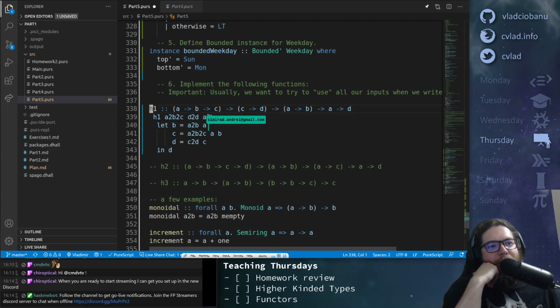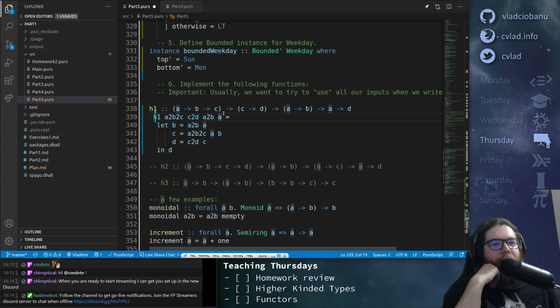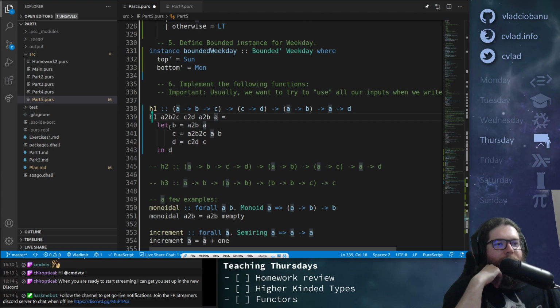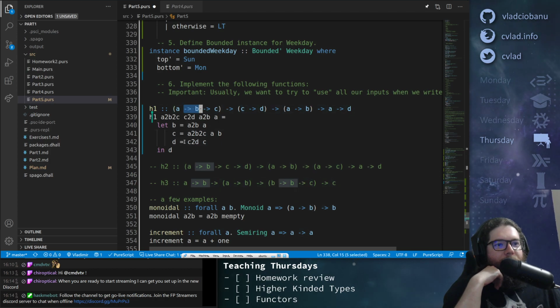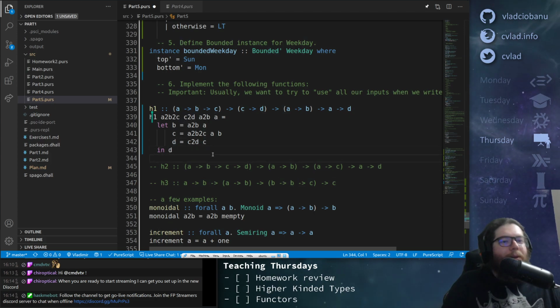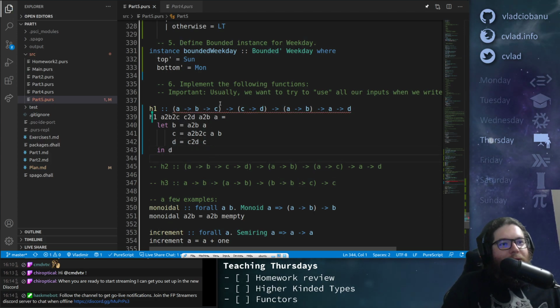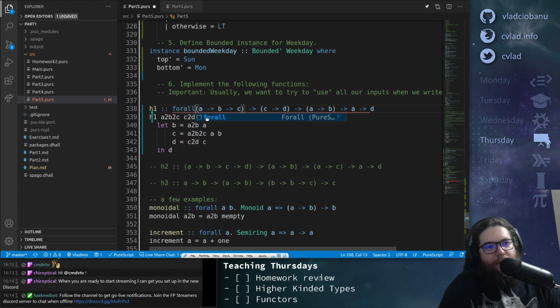So you have A to B, B to C, C to D, A to B, and then an A. Okay, they're correctly named. You remove the space. So you're saying that we can get a B from calling A to B on A, correct? Can get a C from using that B and that A here. And then you can get a D from calling C to D on C. Cool. I don't even need to read it.